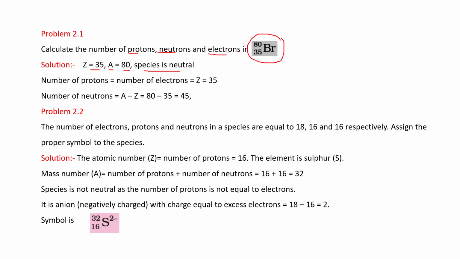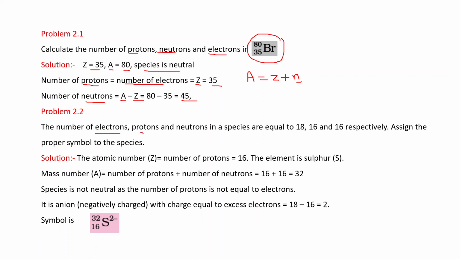That's why this is neutral. Number of protons is equal to number of electrons. That's why we can say atomic number is equal to 35. And what is the number of neutrons? This is A minus Z. We discussed that mass number is equal to number of protons plus number of neutrons, and number of protons is equal to atomic number. That's why A = Z + N. From this we can say number of neutrons N is equal to A minus Z. It will be equal to 45.